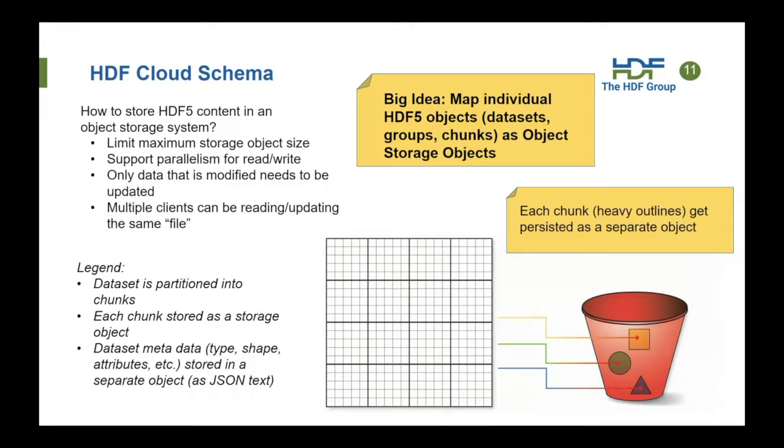And how this works is here I have a diagram of a dataset, and I've drawn these heavy boundaries that represent chunks. And each of those chunks gets stored in the storage system as an object.